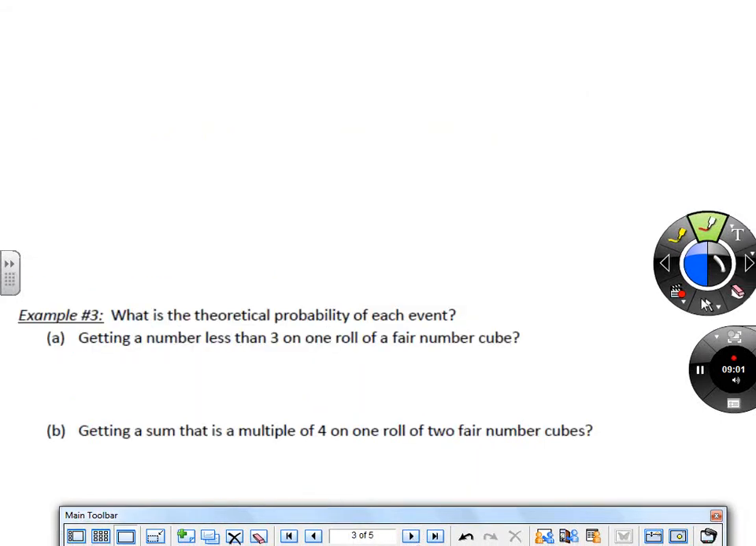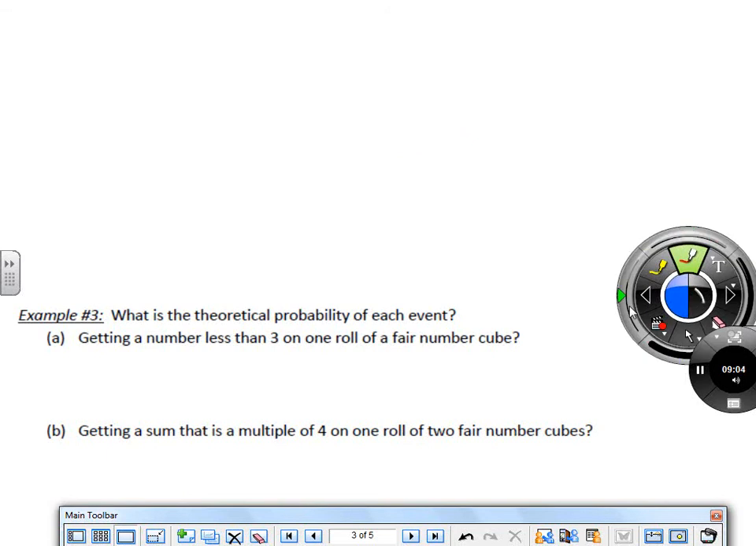All right. So now let's look at some probability problems. What is the theoretical probability of each event? Getting a number less than 3 on one roll of a fair number cube. Number cube is like a die. Okay? It has 6 sides. The numbers 1 through 6 on each side. So getting a number less than 3 would mean that success would be considered if you rolled a 1 or a 2. Okay? And since there's only 6 numbers on the die in total, there are 6 possibilities, and 2 of them would be successful. So our probability is 2 out of 6, which reduces to 1/3.